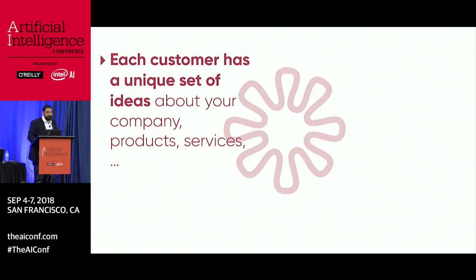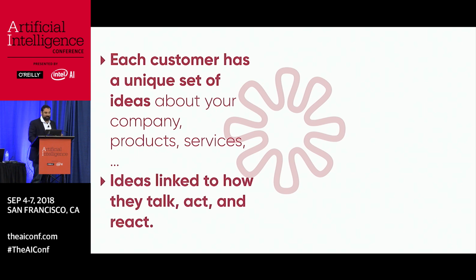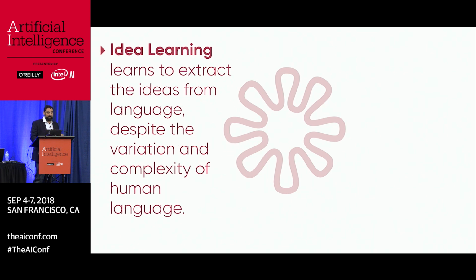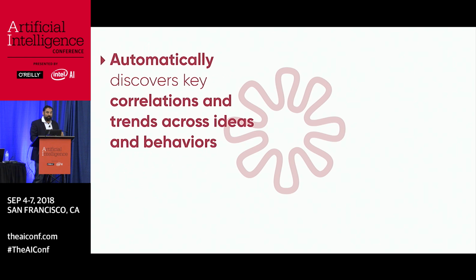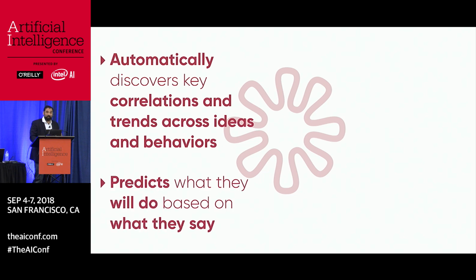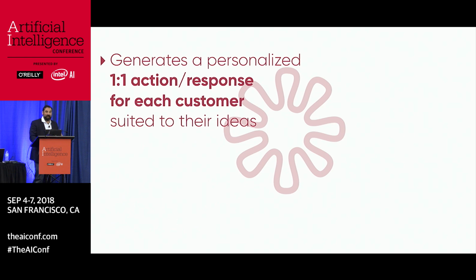So let me just summarize what I showed you. Each customer has a unique set of ideas about your company, your product, your services. These ideas are linked to how your customer is going to talk and act and react to you. Despite complexity and variation in language, we can pull out the ideas, the compositions of ideas, and the compositions of compositions of ideas automatically. Then we can discover correlations across those ideas and across behaviors that your customers are doing, and predict what they're going to do based on what they say. We can also print out a one-to-one action to them.